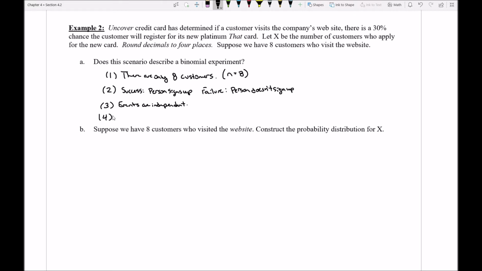Check number 4 says, well, what's the probability of success? So the chances that somebody signs up for a card, chances that they sign up, we're told is going to be 30%. And so we ultimately have that P should be equal to 0.30. So again, we've met all of the conditions here to be a binomial experiment. And so we should definitely be able to answer this question, yes.